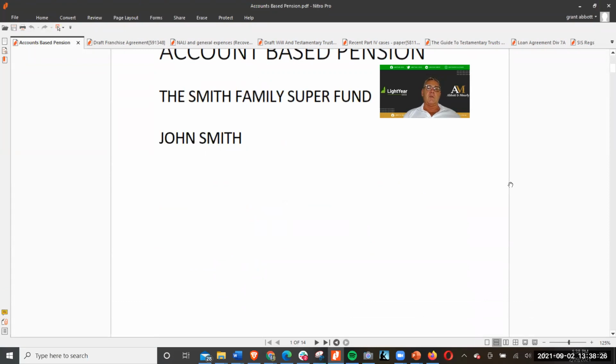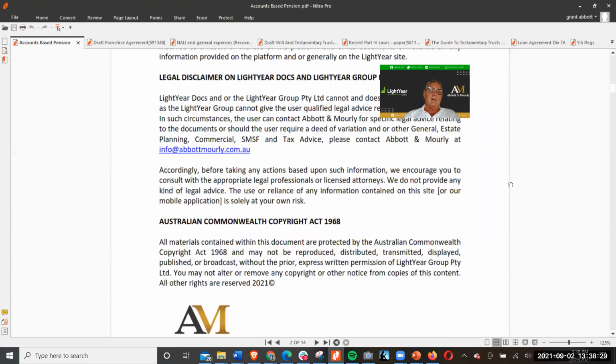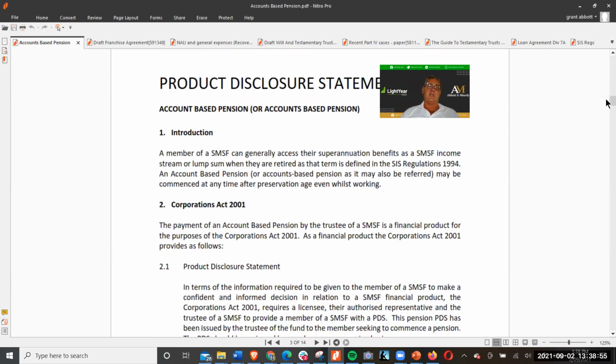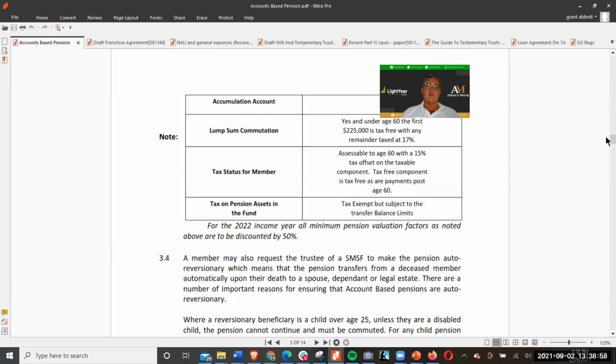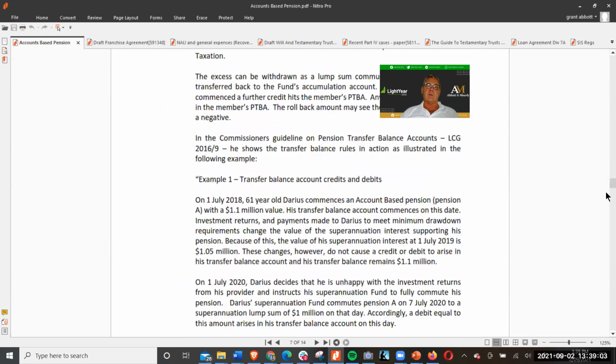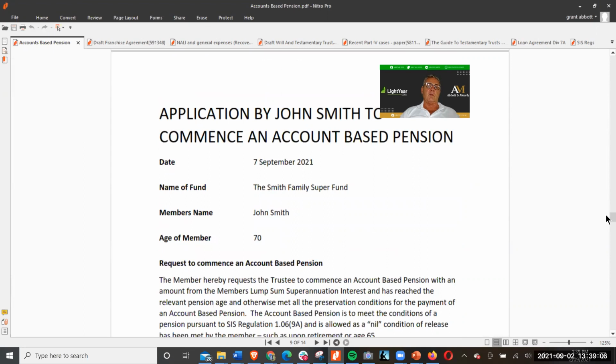So we've got the account-based pension for the Smith Family Super Fund for John Smith. We've got to have a product disclosure statement. It's stupid. It doesn't matter if you're an accountant or advisor, it's not for you. It's simply that the trustee of a self-managed super fund is not excluded from licensing, so they don't have to be licensed, but they are still required to provide a product disclosure statement where they're dealing with a financial product, hence a pension. So if you've been doing account-based pensions without product disclosure statements, then there's a breach of the Corporations Act, but that's not part of this.